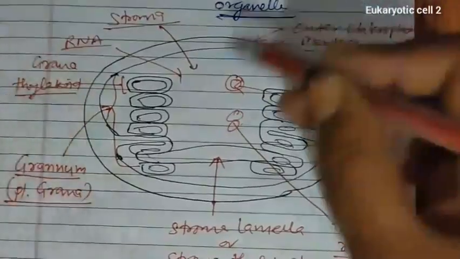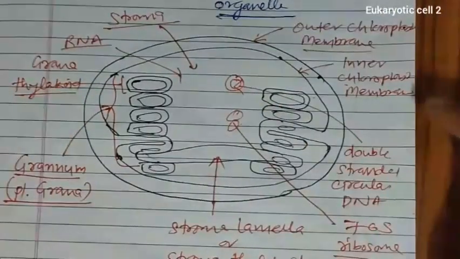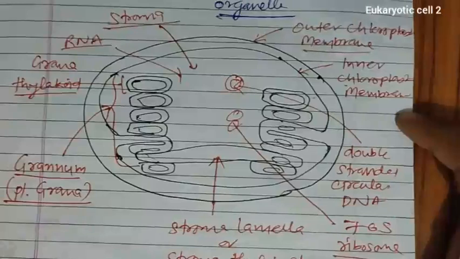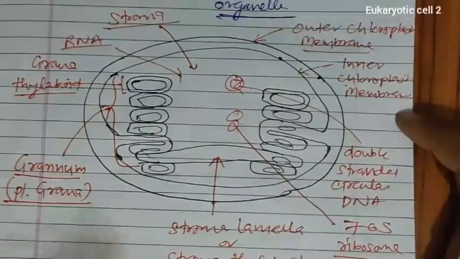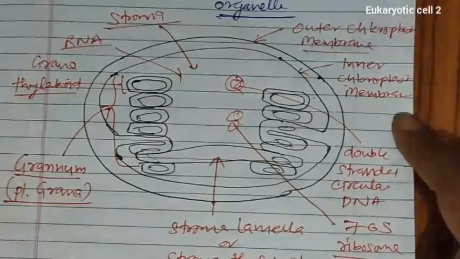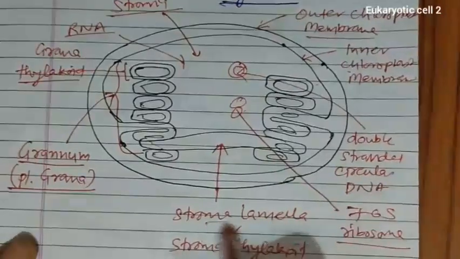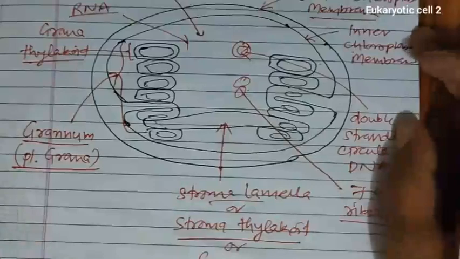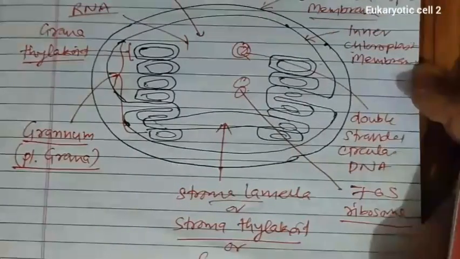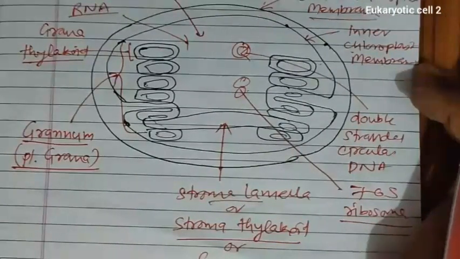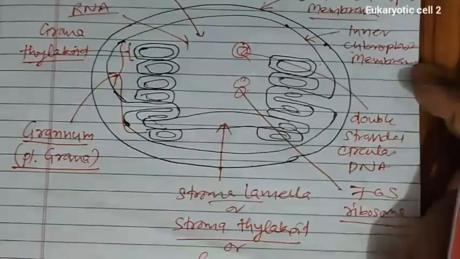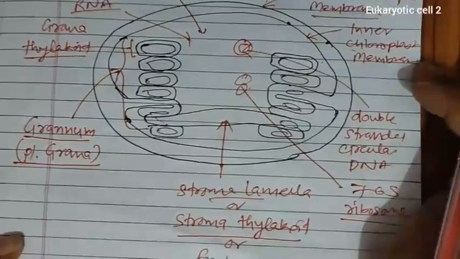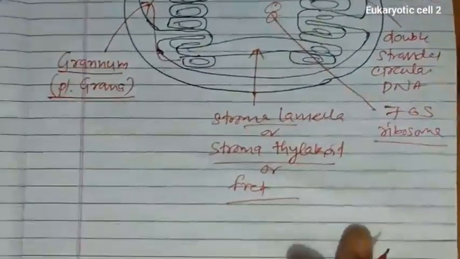It's a double membrane bound structure. The folding of the inner membrane occurs and thylakoid will be formed. Thylakoids are of two types. Those present in the form of grana are known as grana thylakoid, and the stroma thylakoid or stroma lamella connects the two grana. This is also named fret or fret channel. So they have ribosomes as well, 70S, and double membrane bound, double stranded circular DNA. So this is the thing.